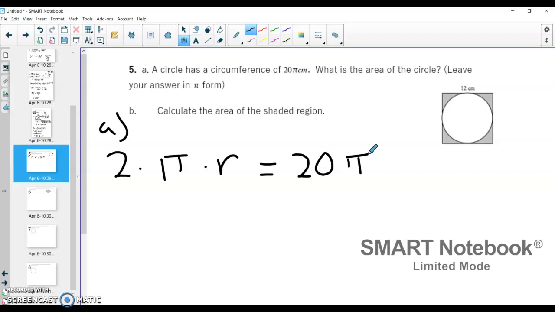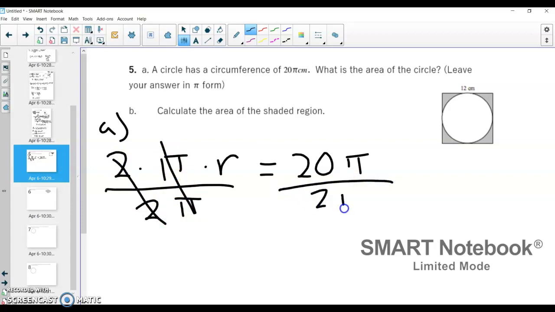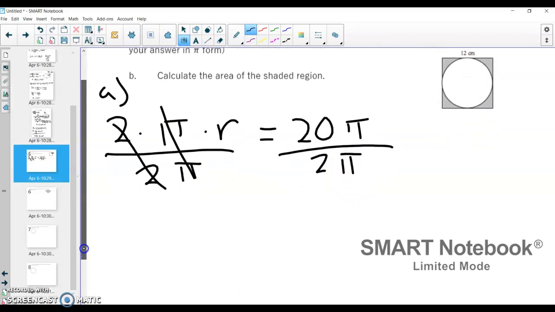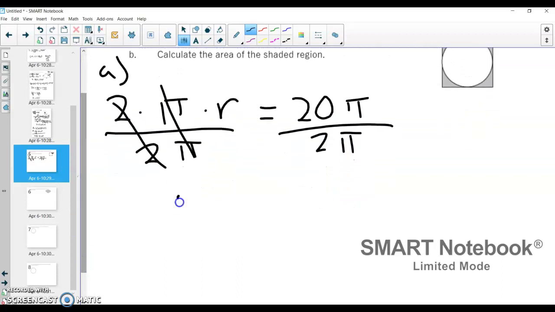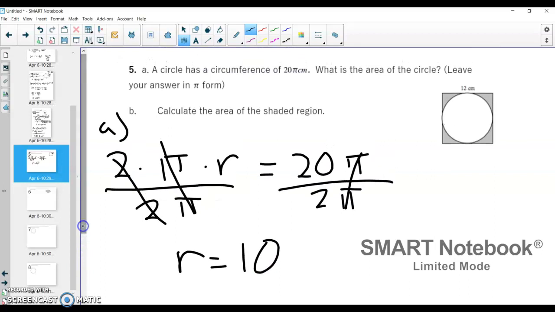All right, and to solve this for r, what we're going to do is divide both sides by 2 pi so that our pi and our 2's cancel. And if we divide that side by 2 pi, we have to divide this side by 2 pi. And what we end up getting when we do this is that r equals, well, the pi's cancel, and 20 divided by 2 is 10, and so the radius is 10 for this circle in part A.